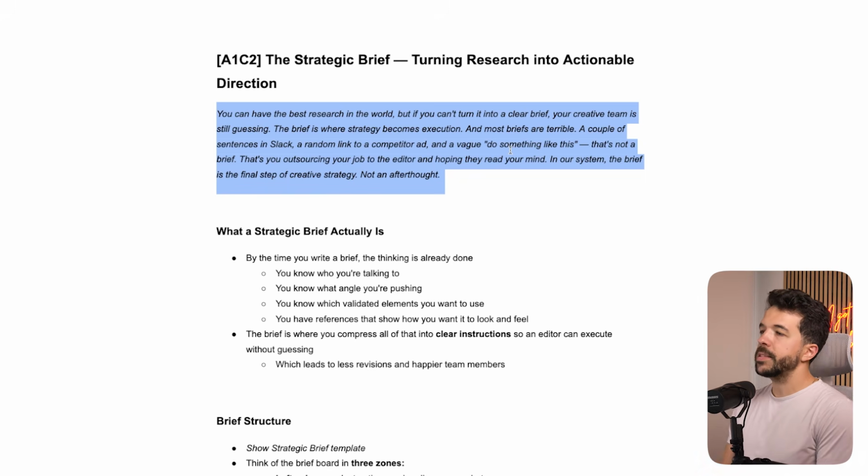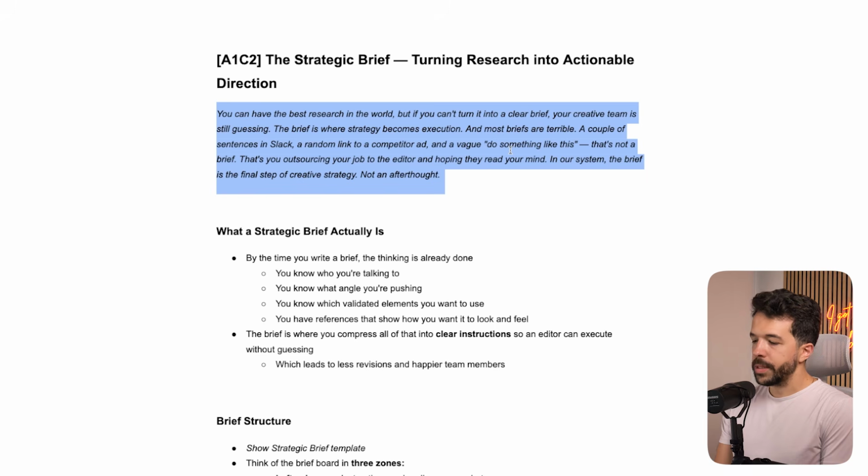A couple of sentences in Slack, a random link to a competitor ad, and a vague "do something like this," that's not a brief. That's you outsourcing your job to the editor and hoping they read your mind. In our system, the brief is the final step of creative strategy, not an afterthought.